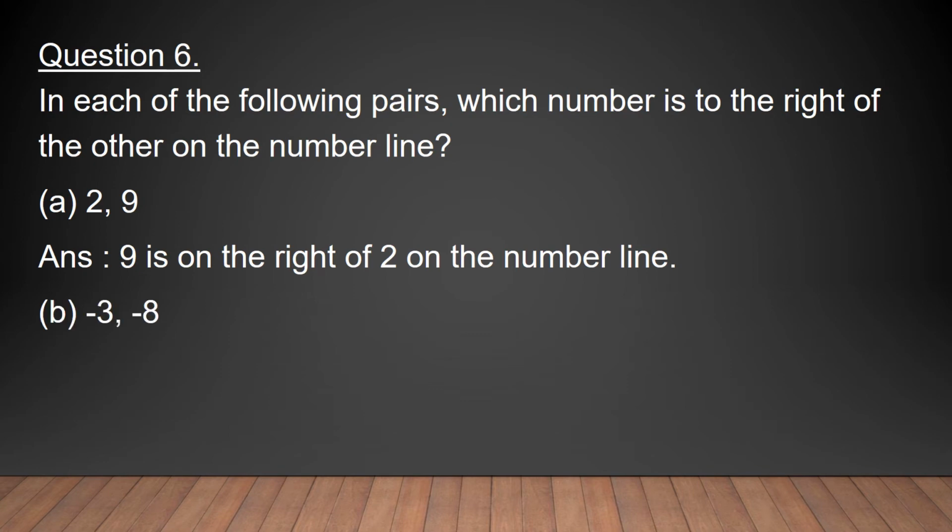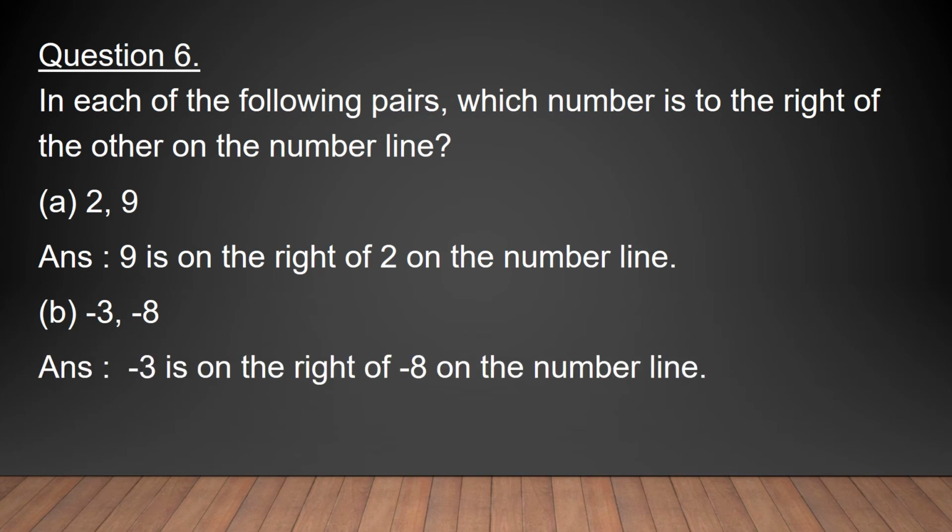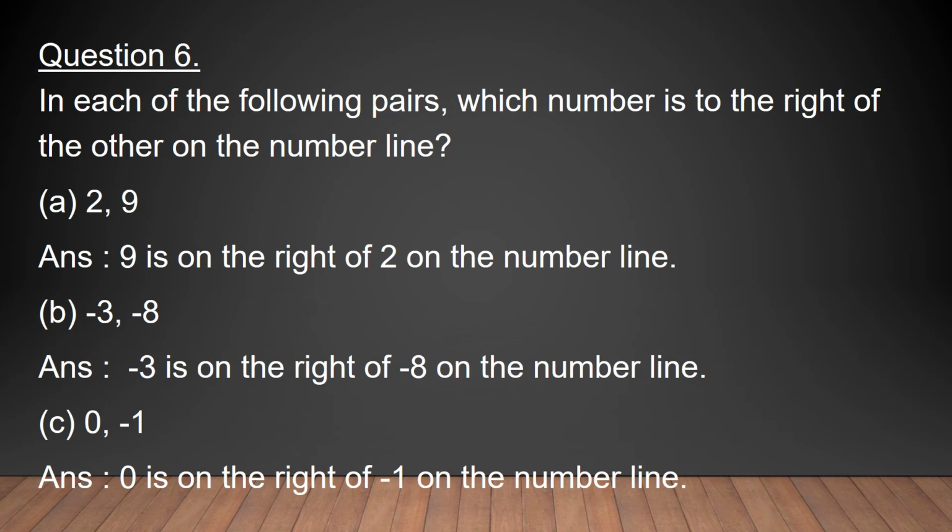Next part is minus 3, minus 8. Which one is greater? Minus 3 is greater than minus 8. So, minus 3 is on the right of minus 8 on the number line. Next part is 0 and minus 1. Which one is greater? 0 is greater. 0 is on the right of minus 1 on the number line.